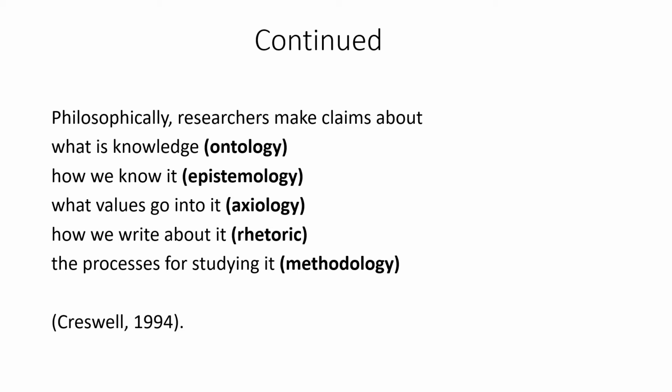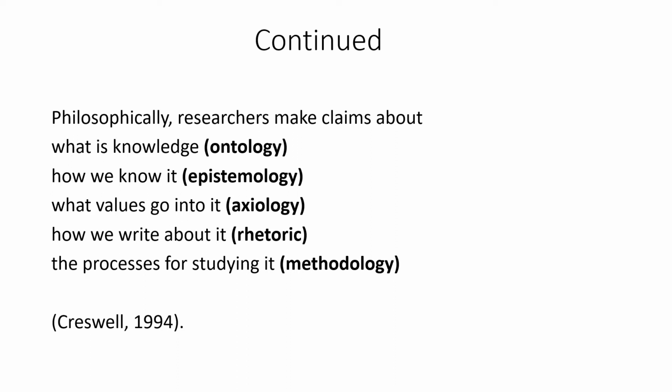Creswell defined that philosophically, researchers make claims about five areas when they conduct their research. The first area is ontology. What is knowledge? Or what sort of problem exists regarding the existence of knowledge? So it's called ontology. It's related to your research problem, the main or major problem, whether it exists or not.